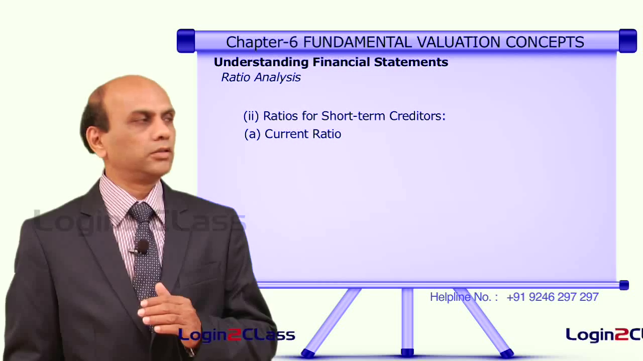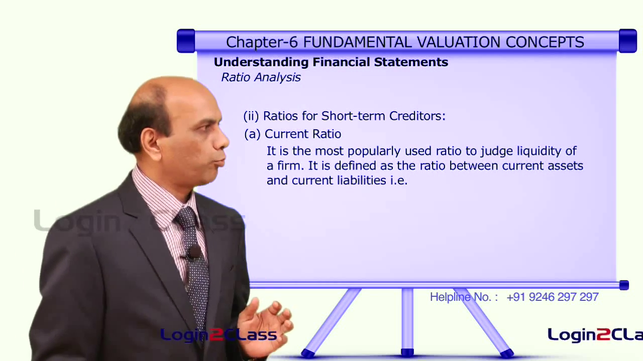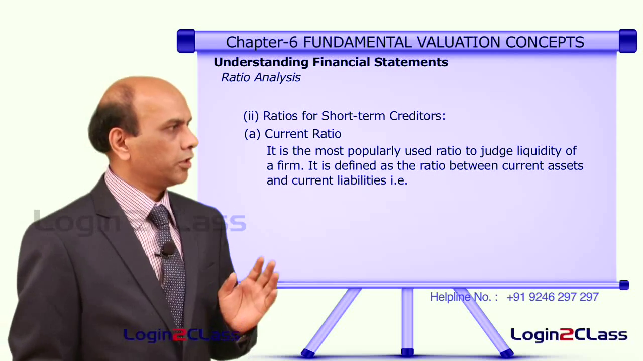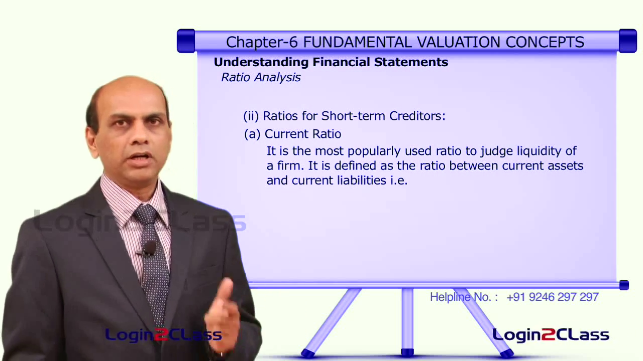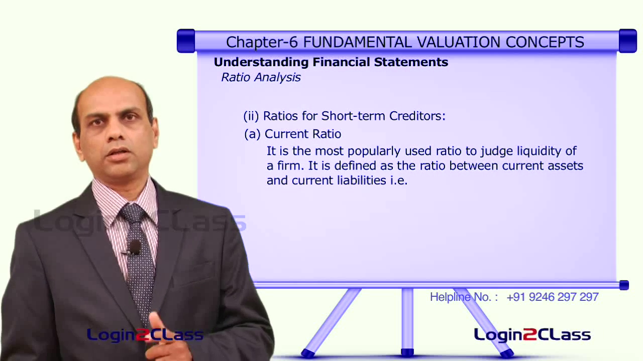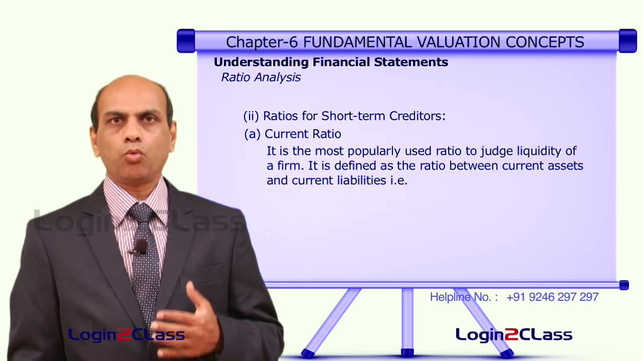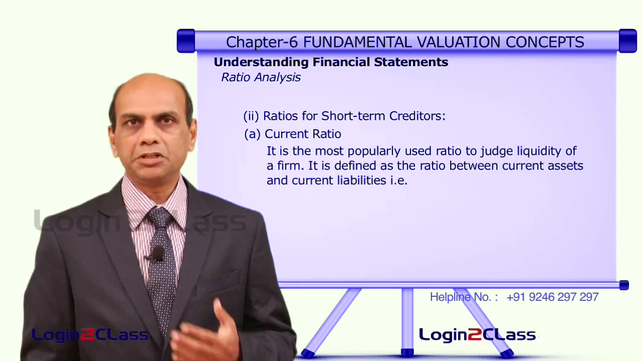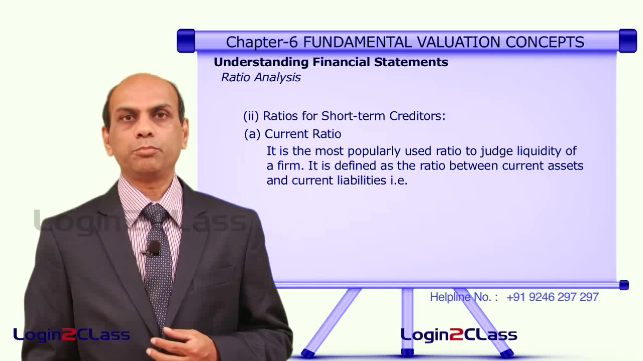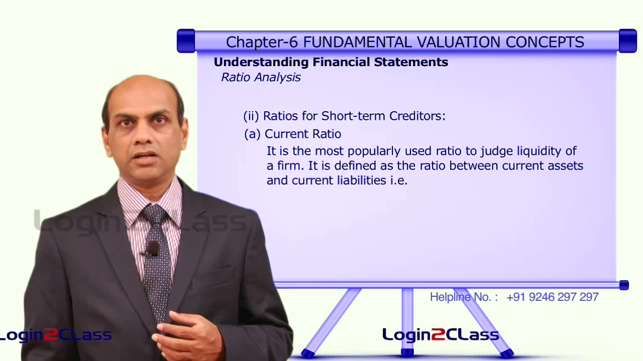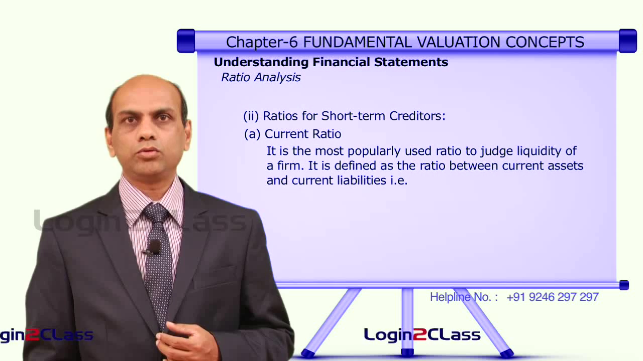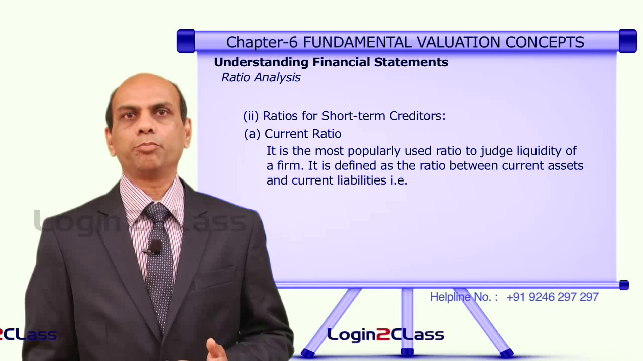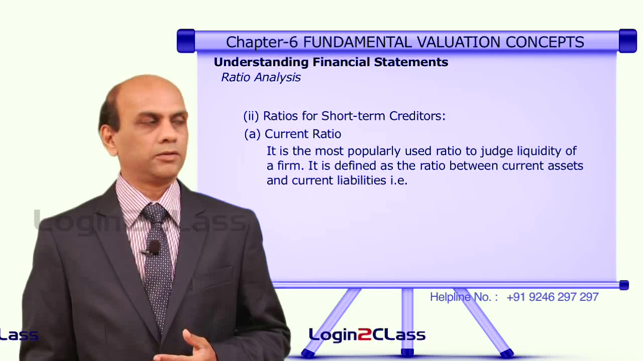What is this current ratio? It is the most popularly used ratio to judge liquidity of a firm. It is defined as ratio between current assets to current liabilities. So, he is trying to see what is the extent of liabilities the company has, what is the extent of current assets the company has. If the current assets are definitely better than current liabilities, it indicates if he provides a credit to the company, he is safe, because the current asset levels of the company is in a very good level.